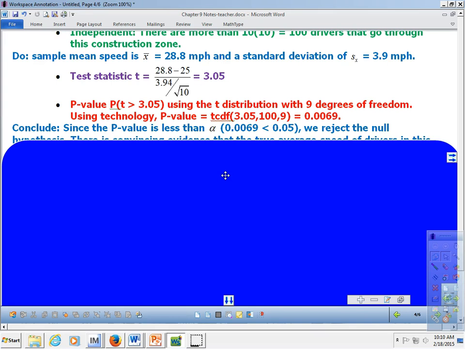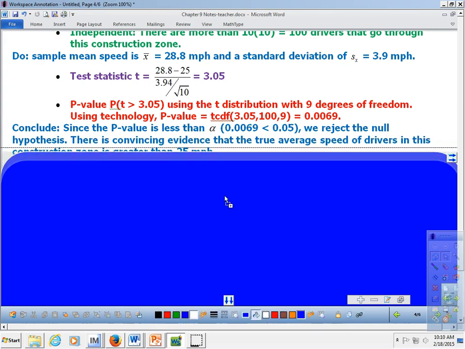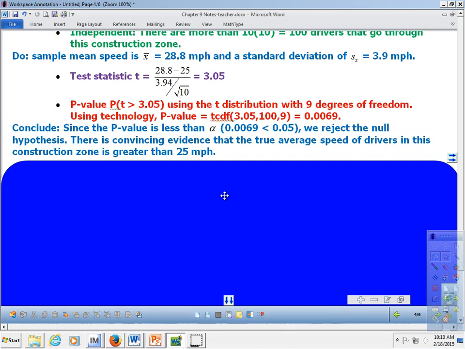Our second statement's got to be about the alternative. There is convincing evidence that the true average speed of drivers in this construction zone is greater than 25 miles per hour. That being the case, we got to slow everybody down. And posting an officer there might do just the trick.